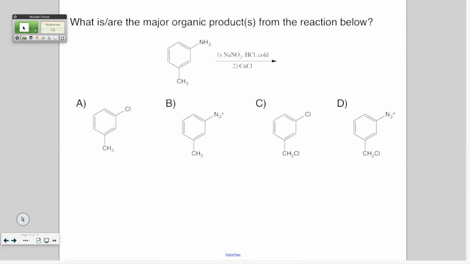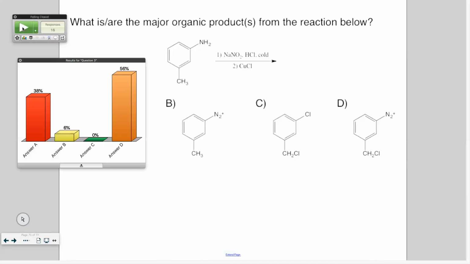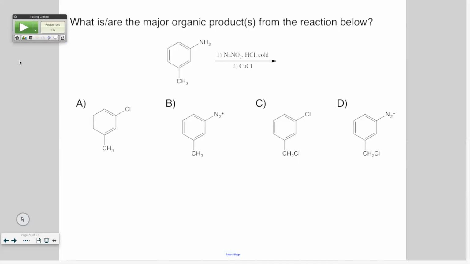I'll draw up there what the product is after the first step and see how you do. Okay, so what is the product after the first step? After step 1, you're going to have, what is that? NaNO2 and HCl.